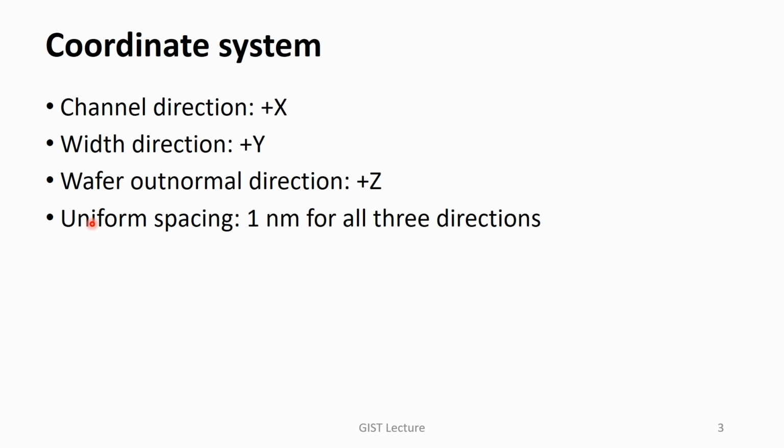In contrast to our previous examples, in this example, the wafer normal direction is the positive Z direction, and for simplicity, 1 nanometer spacing is used for all three directions. Of course, you may improve the mesh.